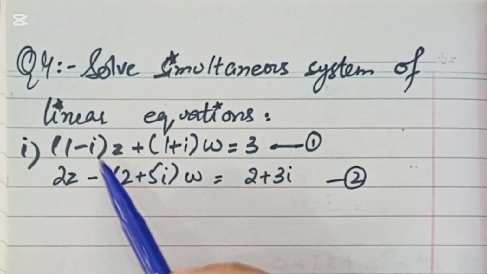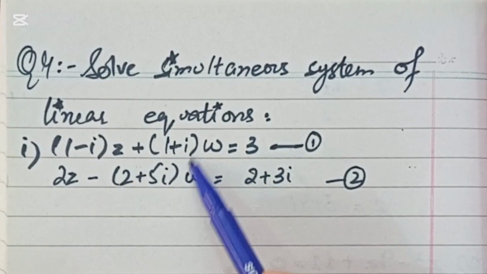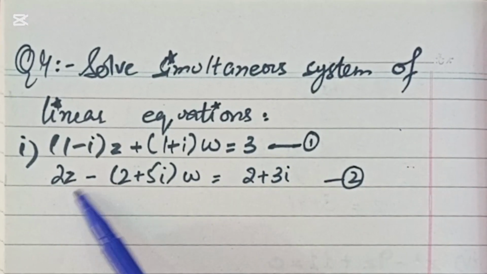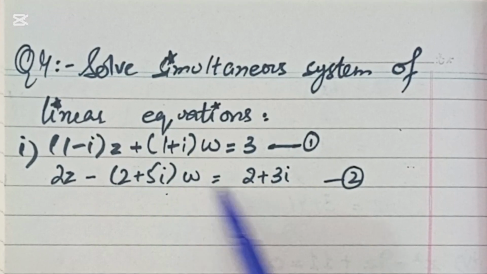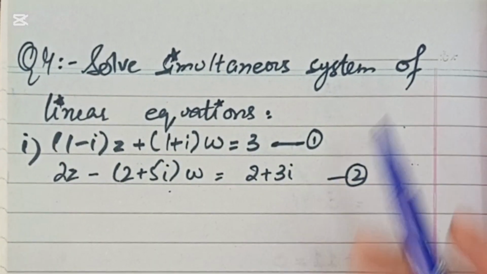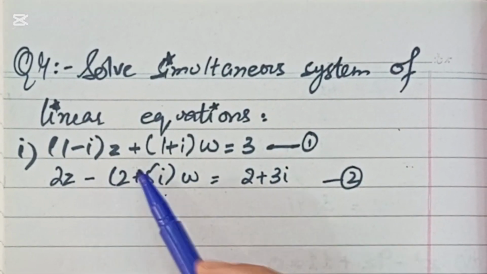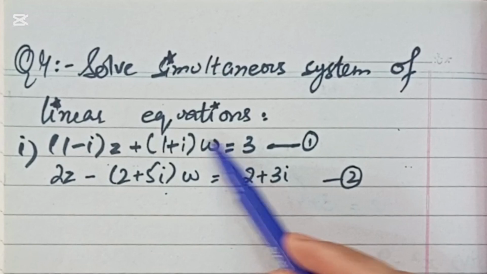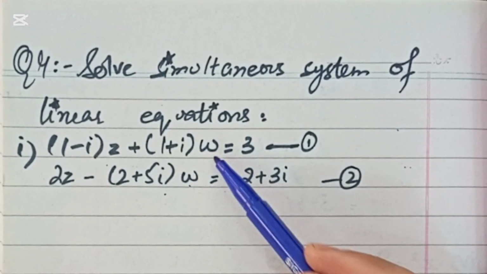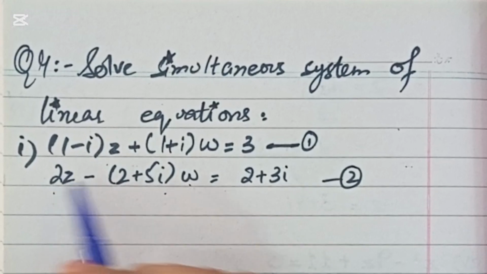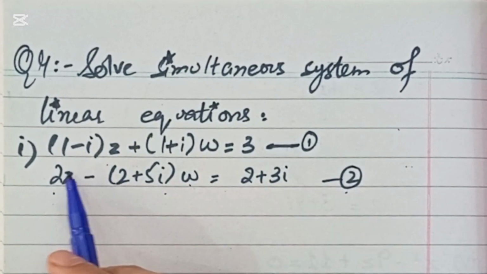First part is (1 minus iota)z plus (1 plus iota)w equals 3. This is the first equation. (2z) minus (2 plus 5 iota)w equals 2 plus 3 iota is the second equation. First, our target is to eliminate this z so that we can solve for w. So we will multiply the first equation with 2 and the second equation with 1 minus iota.